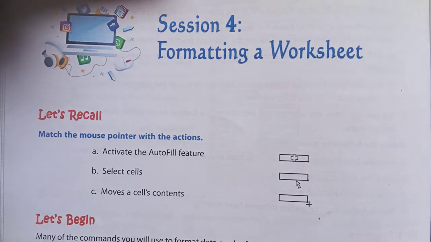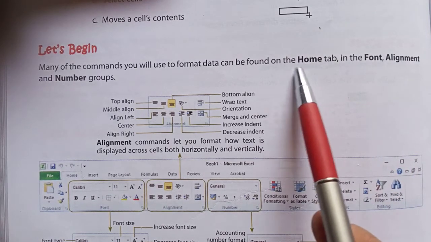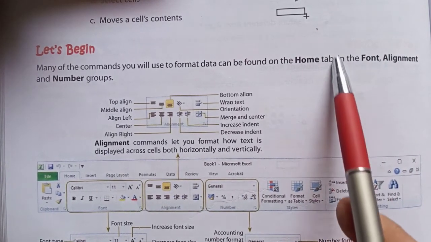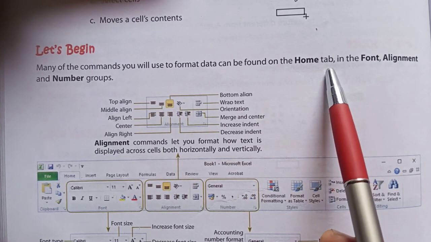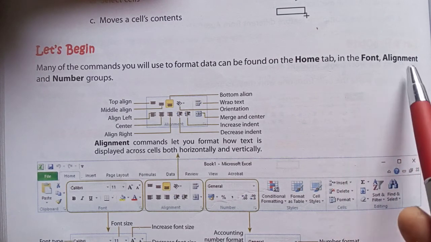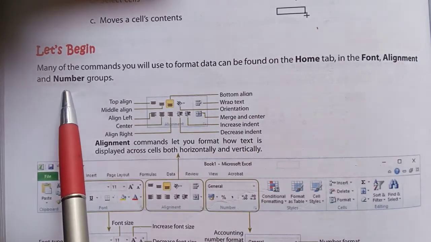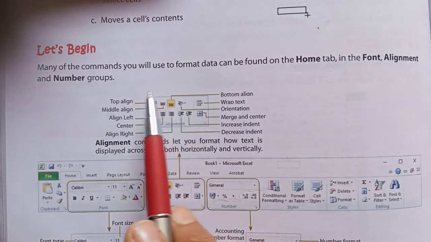So there are certain common commands that we will be using for formatting any worksheet, and those common commands will be found in the Home tab. In the Home tab, you will find some common commands related to formatting. Like one of the common commands is font, another is alignment, another is the numbers group. So you can see the icons are shown over here.